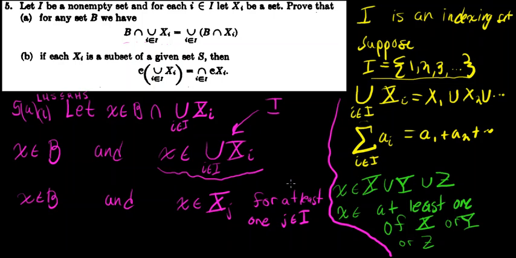And j is just any number. Suppose that I were the natural numbers, then j could be 3, j could be a trillion, j could be 7. It doesn't matter. But for at least one j in I, if I was the natural numbers, for at least one natural number, x is in x sub j.